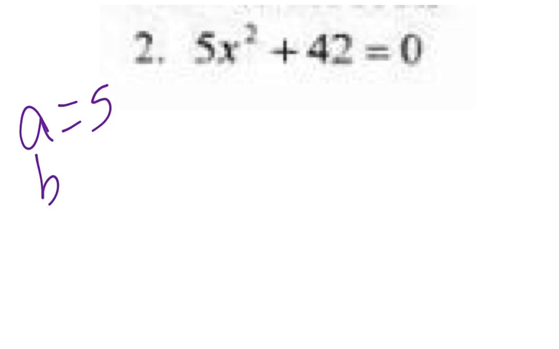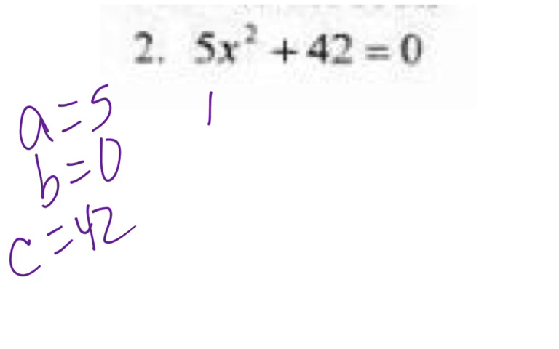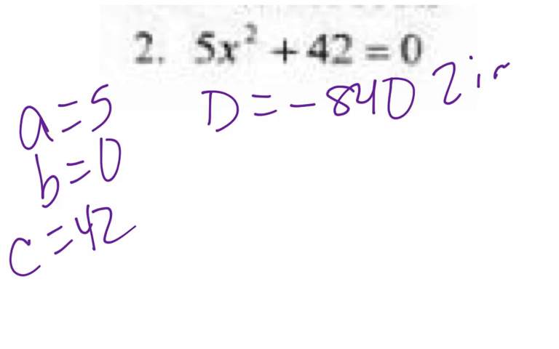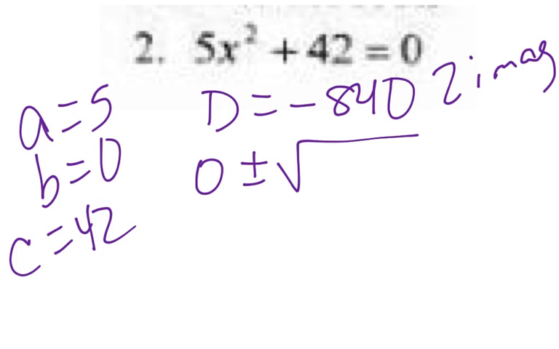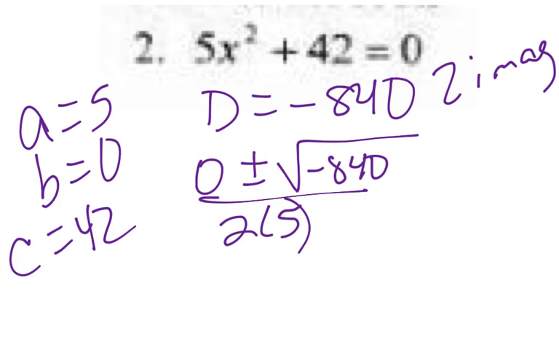A is 5. B is 0 because there is no x term. C is equal to 42. Find my discriminant. My discriminant is negative 840. Make sure you put 0 squared minus 4 times 5 times 42. I know that b is 0, but you still got to use it or it messes up your sign. So this tells me that I'm going to have two imaginary. So negative b means 0 because you can't change the sign, plus or minus the square root of negative 840 all over 2 times 5.